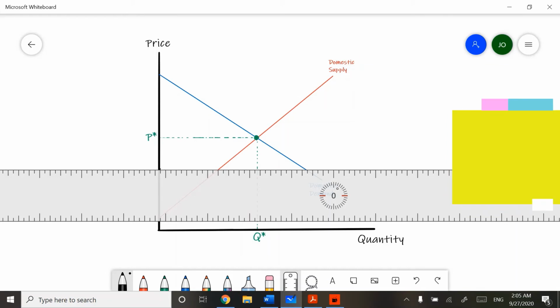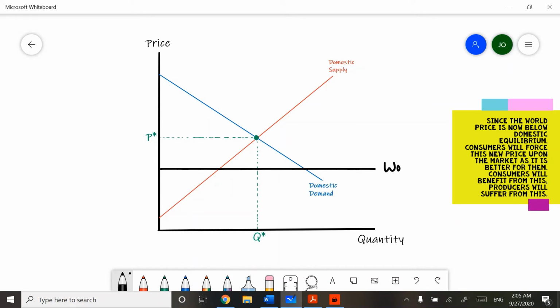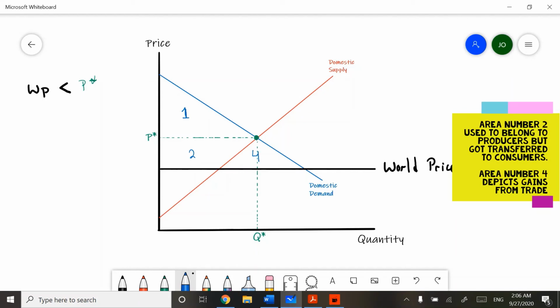We can do a similar analysis if the world price is actually below the equilibrium price domestically. So we have the world price is less than the equilibrium price. What will happen? Well, let's analyze our areas. Area number 1 belongs to the consumers, as well as area number 2. And we now have a new area, which is area number 4.